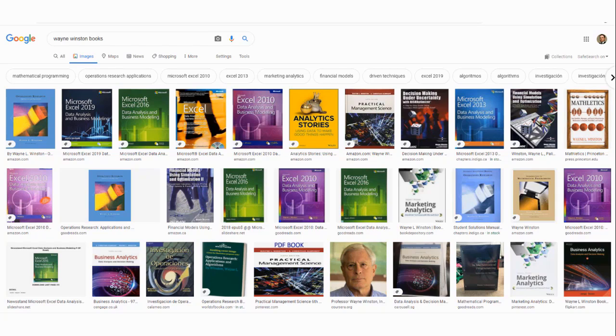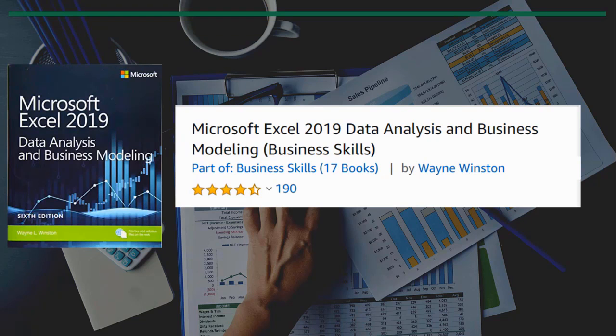Another thing you could do is search for his books. Just go to Wayne Winston books and look at images. But you can see Microsoft's book 2019, 2016, 2010. I believe it goes back all the way to 2003, but I'm not 100%. I'm pretty sure, but not 100% on that. So the main book that Dr. Winston has written is his 2019 book. When I say the main book, I mean the most popular book. I mean, all of his books are very popular, but this is his most popular one, as you can see here, based on the reviews. And this is the book that Microsoft has asked Dr. Winston to write. And this is Microsoft's best-selling Excel book on the topic.